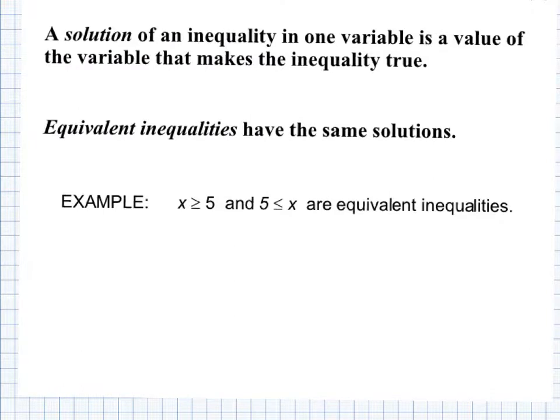So the solution of an inequality in one variable is a value of the variable that makes the inequality true. Now, equivalent inequalities would have the same solution. So let's look at x is greater than or equal to 5, and 5 is less than or equal to x. These are the same thing. They're equivalent inequalities.